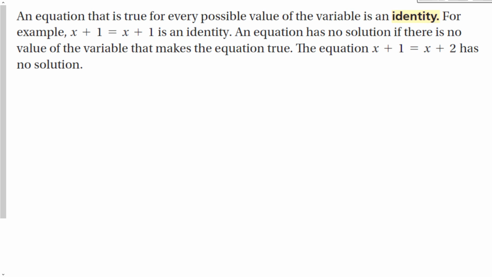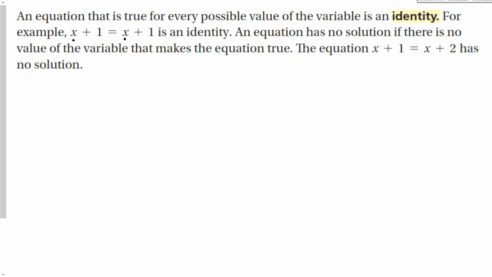Okay, so an equation that is true for every possible value of the variable is called an identity. For example, x plus 1 is equal to x plus 1 is an identity. No matter what you put in here for x, 1, 2, 3, 4, 5, if I add 1 to it both times on both sides, I'm going to get the same thing. It's true no matter what.